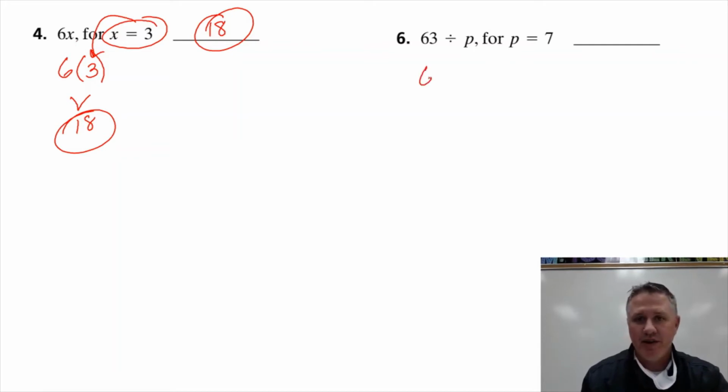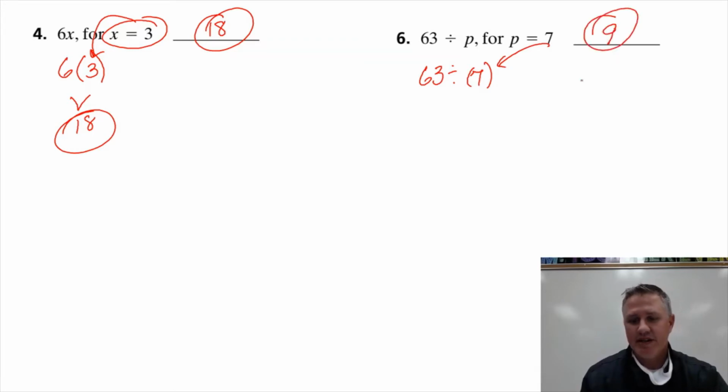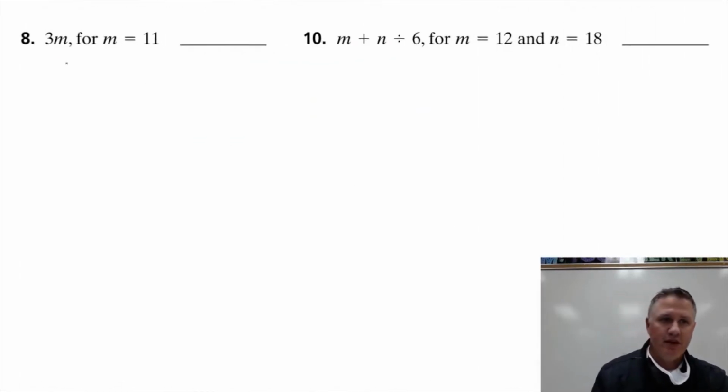All right, so now we come over here. 63 divided by present box. Put the presents in the box. It's just 63 divided by 7. All right, and how many times is 7 going to 63? 9 times.